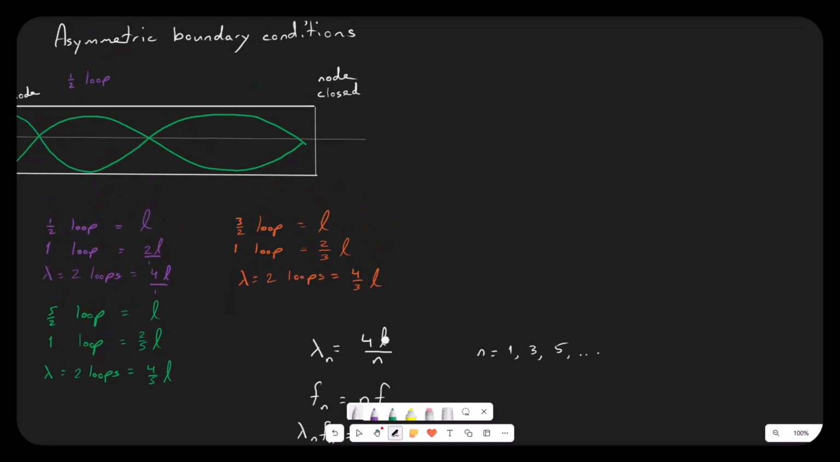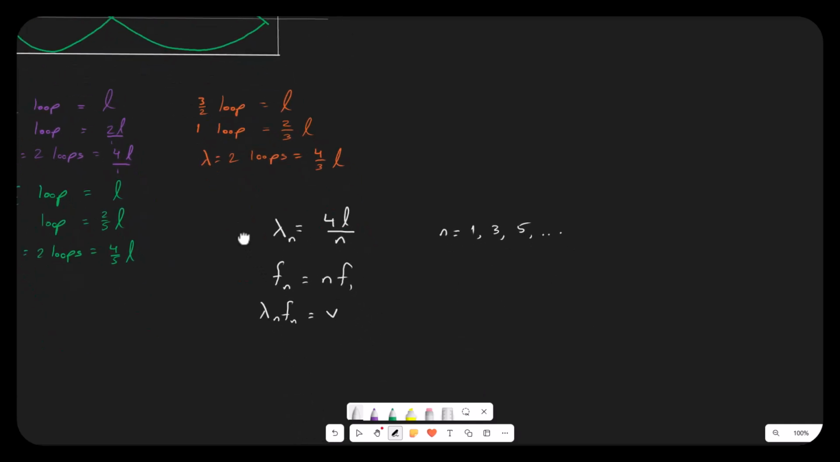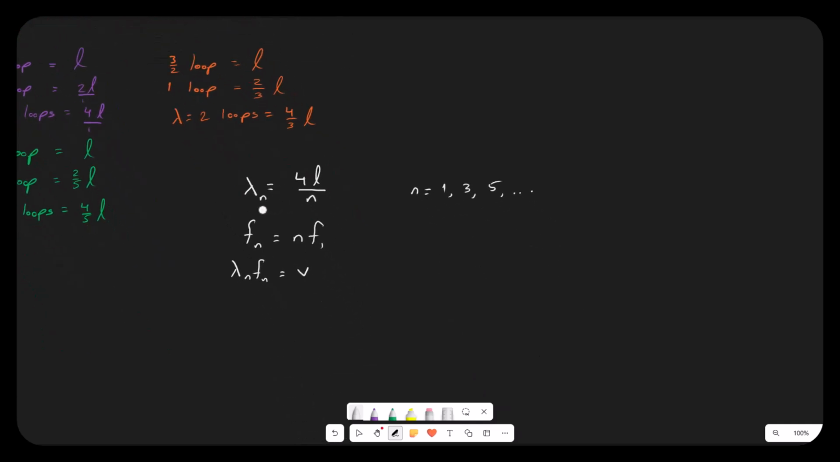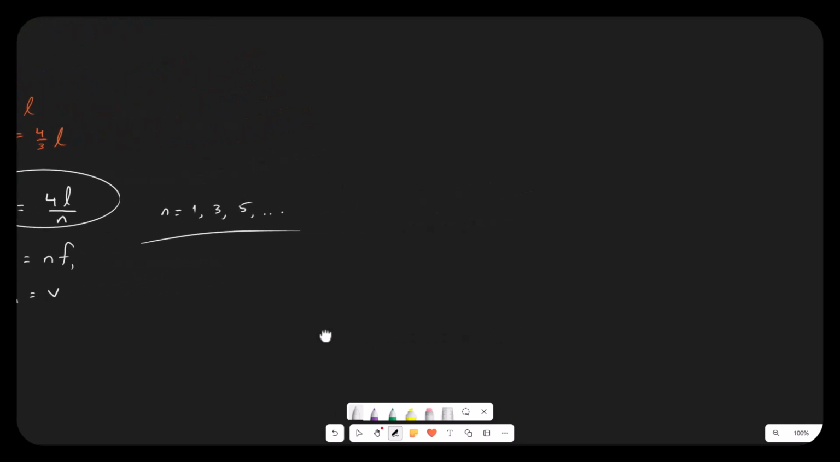I get a 4L over n instead of a 2L over n. So my wavelength formula changes just a bit, because instead of counting loops, I'm counting half loops. And now I'm stuck with just my odd numbers. I'll do just a tiny bit more with this.